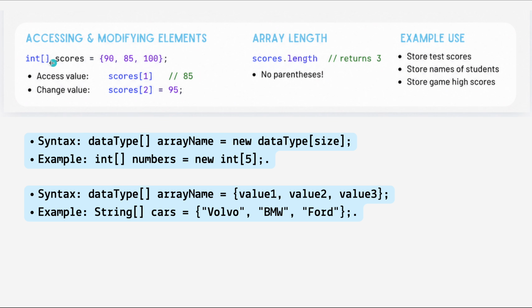Accessing and modifying elements is done by using the indexes. So with indexes 0, 1, 2, index 1 will be 85 because over here, and if I set index 2 equal to 95, that would change the 100 to a 95 because that is index 2. The length of an array is just scores.length, with no parentheses.